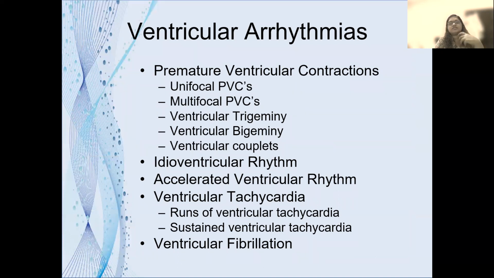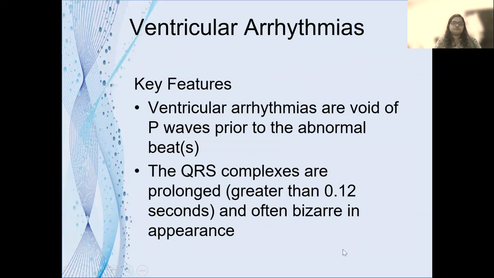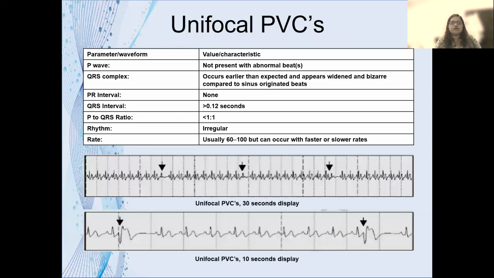Now, ventricular arrhythmias are more serious ones: premature ventricular contractions, idioventricular rhythms, accelerated ventricular rhythm, ventricular tachycardia, and ventricular fibrillation. So, ventricular arrhythmias, the main features are that they are void of P waves prior to the abnormal beat. The QRS complexes are prolonged and often bizarre in appearance. So, it is not a normal physiology.